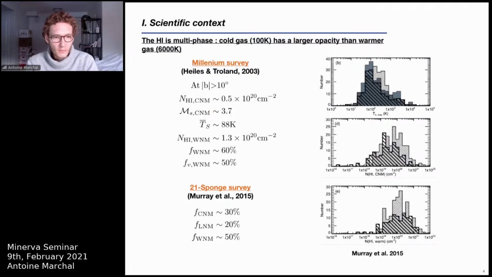So as I said, people have done that, and the main conclusion of this work is that about 30% of the gas is in the cold neutral medium. About 50% of the gas is in the warm phase, and there is also something in between that we are used to calling the UNM, for unstable neutral medium, or LNM, for lukewarm neutral medium. It's interesting to see that there is something in between, and that shows us directly that the interstellar medium, the neutral ISM, but not only, is not a static medium.